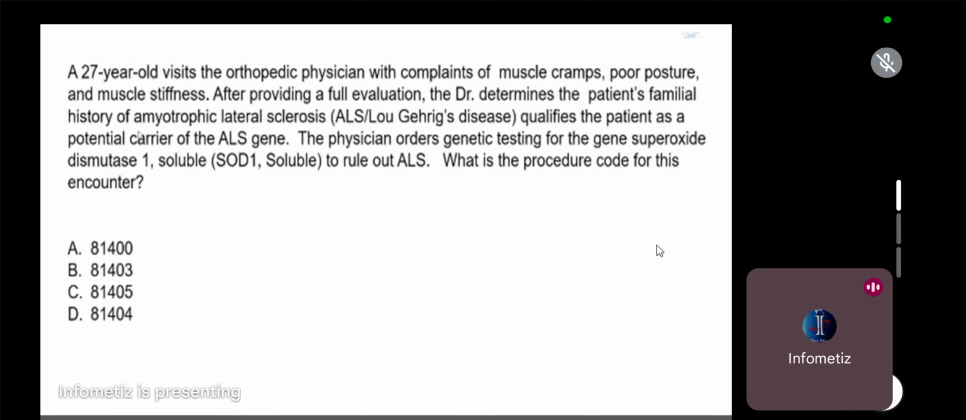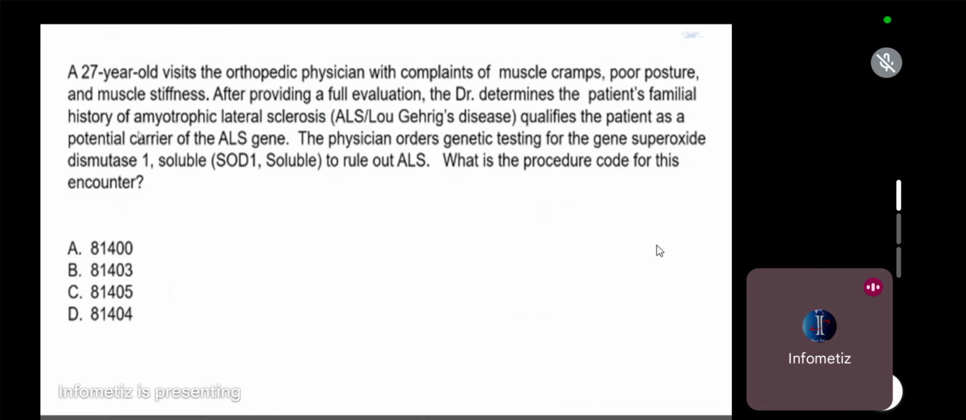A 27-year-old visits an orthopedic physician with the complaint of muscle cramps, poor posture and muscle stiffness. After providing a full evaluation, the doctor determined the patient's family history is amyotrophic lateral sclerosis, qualifying the patient as a potential carrier of an ALS gene. The physician ordered genetic testing of the gene superoxide dismutase 1 soluble, SOD1 soluble, to rule out ALS.